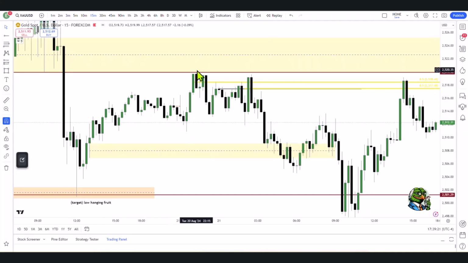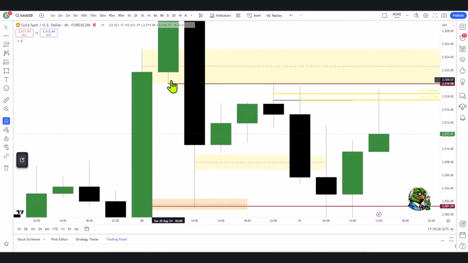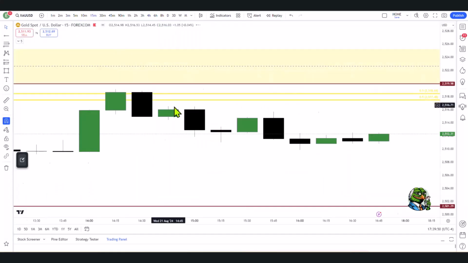So that hits the 4-hourly fair value gap premium level. So there is the fair value gap. That move up there in Asia yesterday hits that fair value gap premium level, and that's where I've started to put on positions to the downside. 2518 was the kind of level that I started to short from. Now going back to the 15-minute chart. So that's the pump up for the dump.